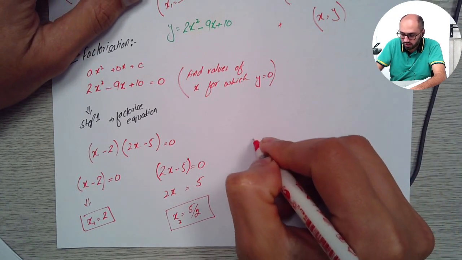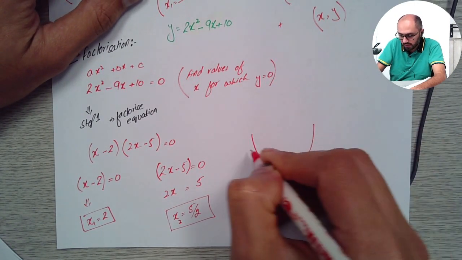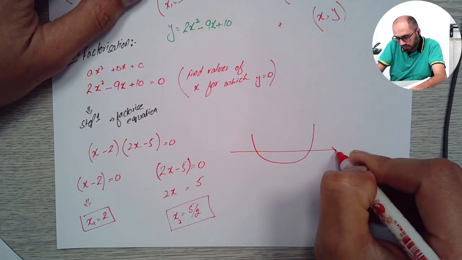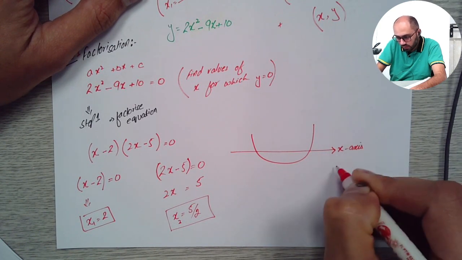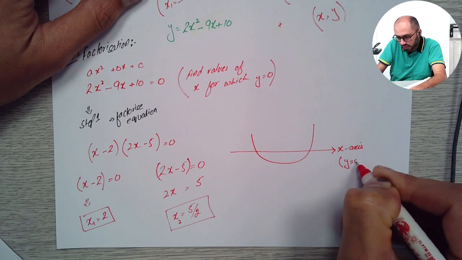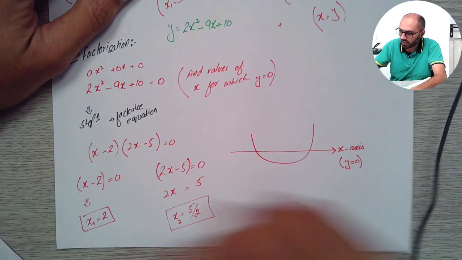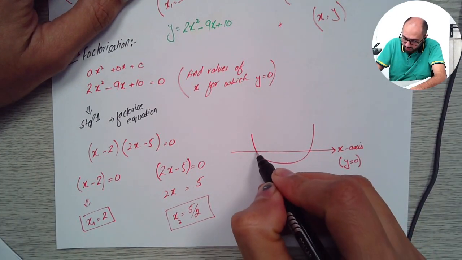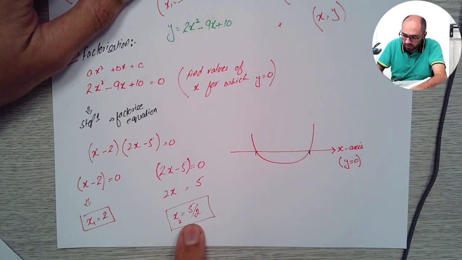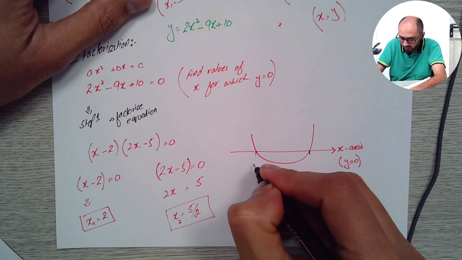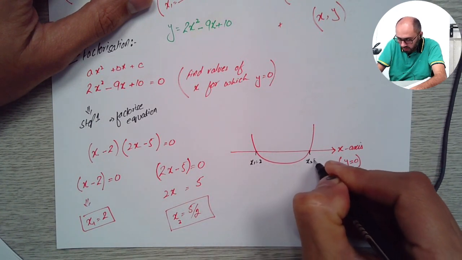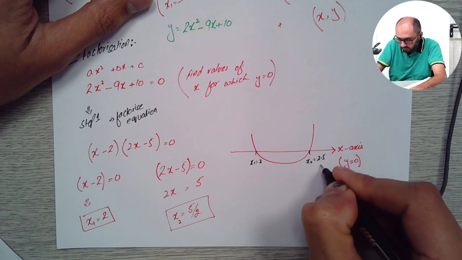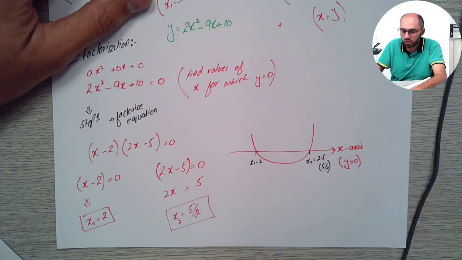I can use this as a fact and then sketch a graph. So if I was to sketch a graph, we'll have a shape like this. I can then draw a line here. This is the line representing the x-axis. In other words, this is the line representing y equals 0. Then here, I can put down the values which I've calculated. 2 is smaller, 5 over 2 is bigger, so this will be my x1 as 2 and x2 as 2.5, or you can say 5 over 2.